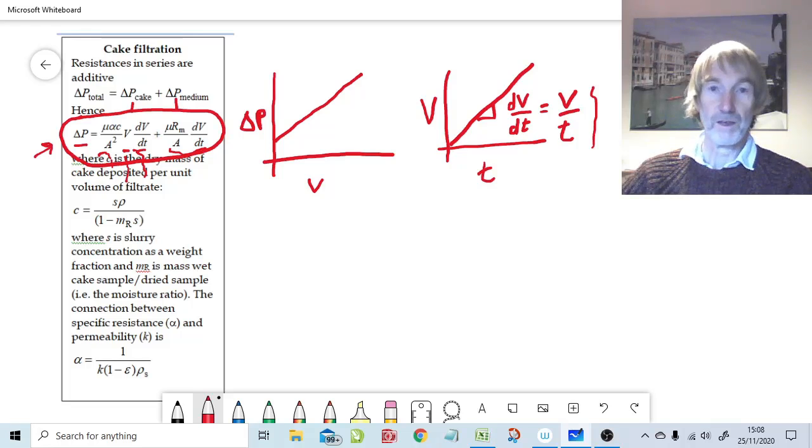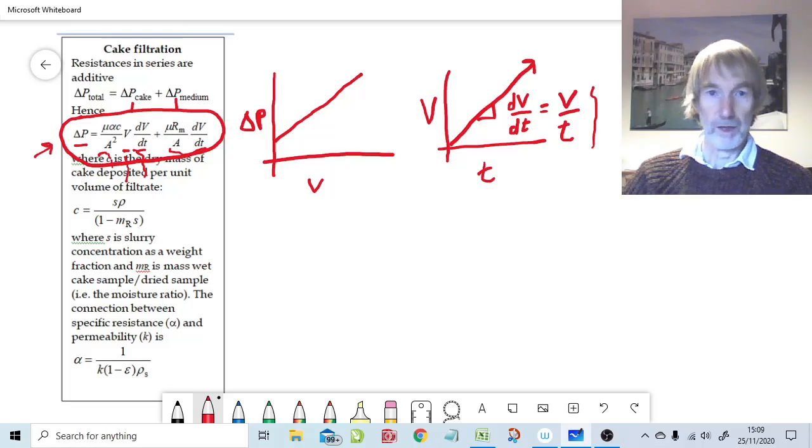V against t is a constant, hence you have this straight line that goes on for however long we want to filter, and it's also true that the differential will be equal to the same gradient. Okay, so that's an important relation.